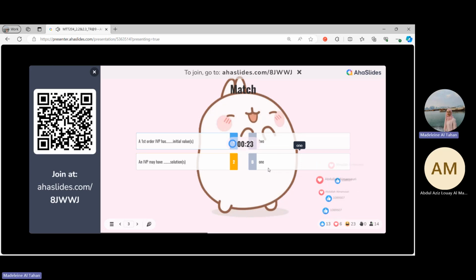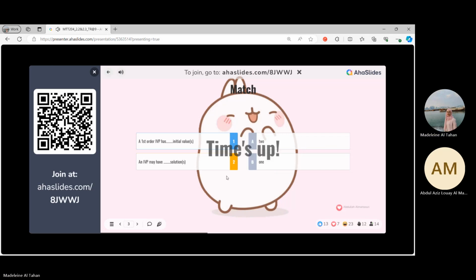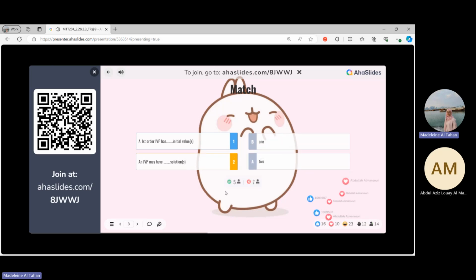So fill in the blank here. A first order initial value problem, how many initial values does it have? One. And an initial value problem can have more than one solution, right? So it can have 2 solutions.